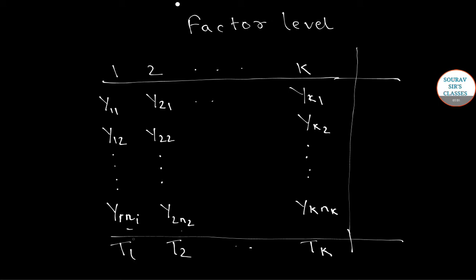Now, this Ti is the sum of y11, y12 and so on till y1Ni and similarly till Tk. And G is the grand total, that is summation of all the values Yij.